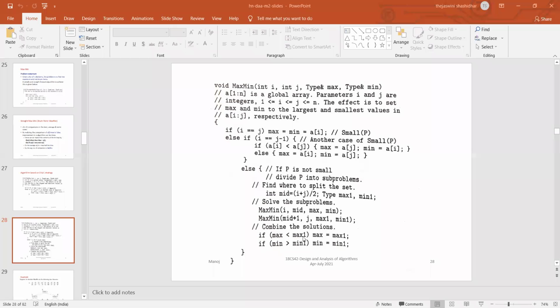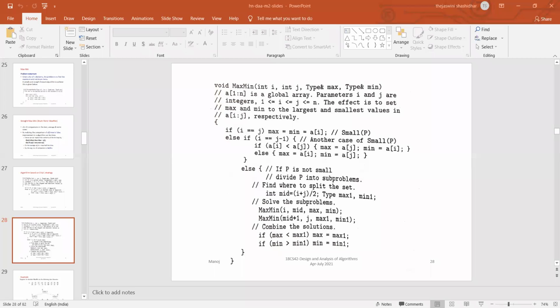If max is less than max 1, max is equal to max 1. If min is greater than min 1, min is equal to min 1. So this is the main algorithm you have to go through. Okay. So have you understood the algorithm? Got it?